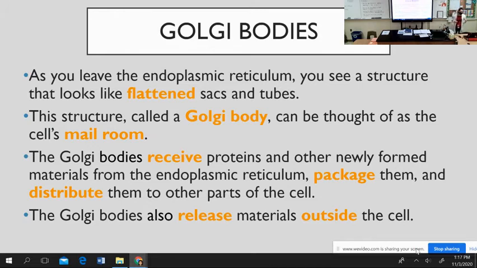So the Golgi body receives proteins, either free-floating or from the endoplasmic reticulum. It can also receive other material from the ER, and then what it does is it packages it, and it sends it out to other parts of the cell that need to use it. The other thing it can do is release that material and those packages outside of the cell. So depending on what its directions were, it will either just distribute it throughout the cell to be used, or it'll send it out through the cell membrane for other cells to use, or for the organism to use in another way.